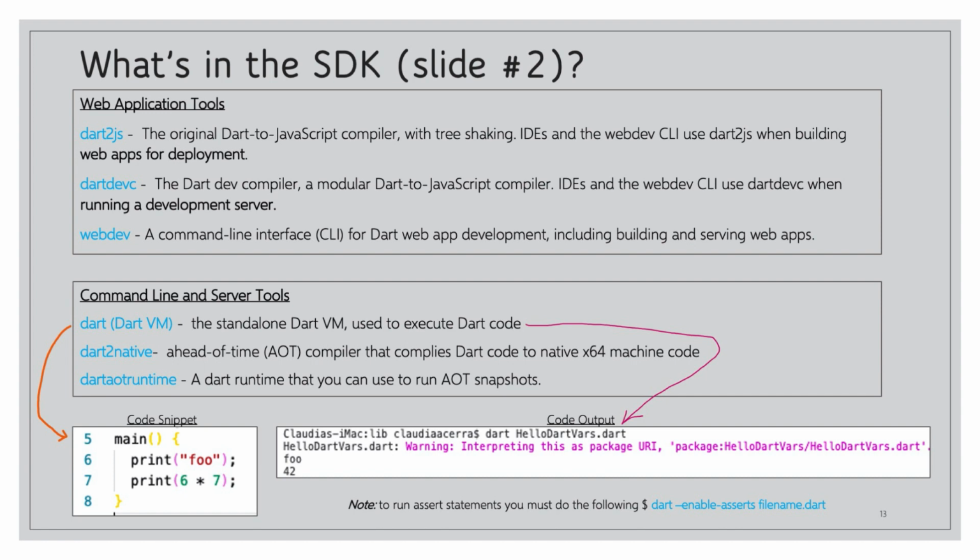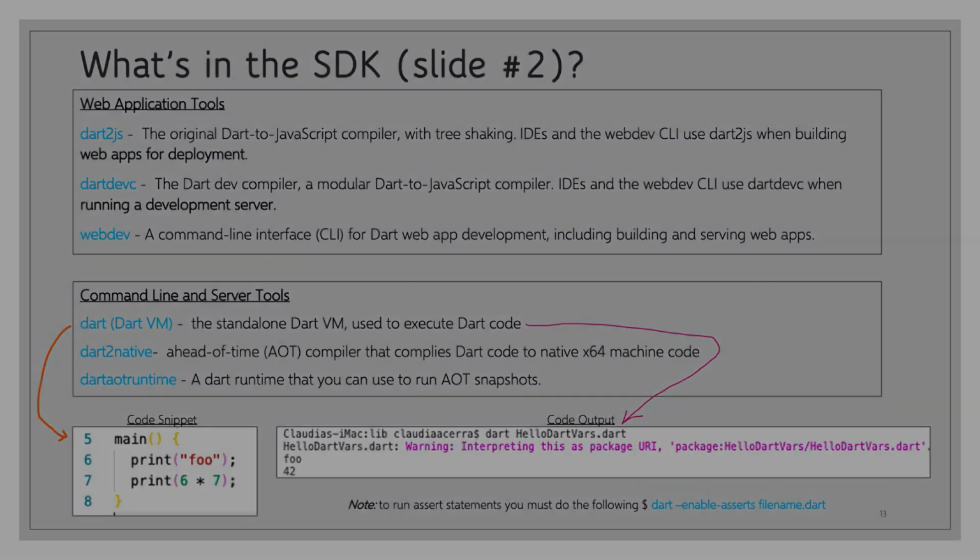Then we have other command line and server tools. We have the Dart VM. We've spoken of that before. The standalone Dart VM used to execute Dart code, as I'm showing you here. When I do a dart name of the file .dart from the command line, I'm using the Dart VM. Then dart compile to native, so this is an ahead of time compiler that compiles Dart code to native x64 machine code. And a Dart AOT runtime. That's a Dart runtime that you can use to run AOT snapshots.